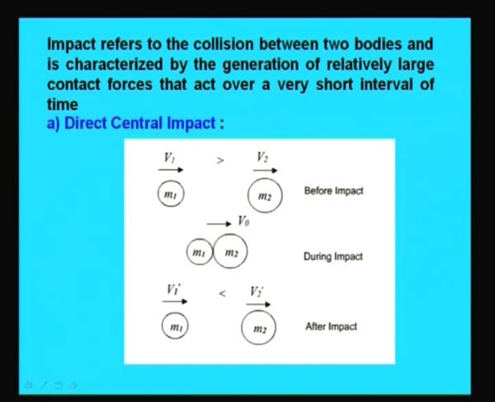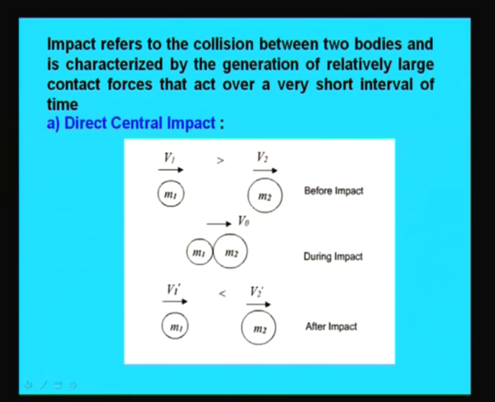Now what do we mean by direct impact? Suppose the two bodies are making contact, and we draw a line normal to the contacting surface. If the bodies have velocity along that normal line, which is the common normal of the two bodies, then that will be called direct impact, and in that case the velocities are basically in one line. So one-dimensional equations can describe the motion.